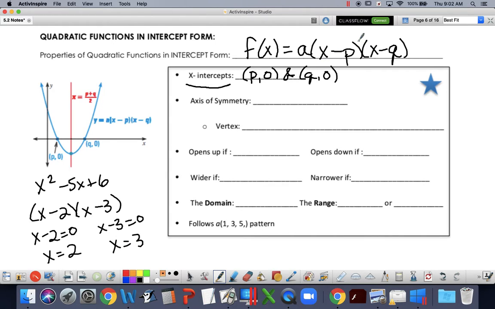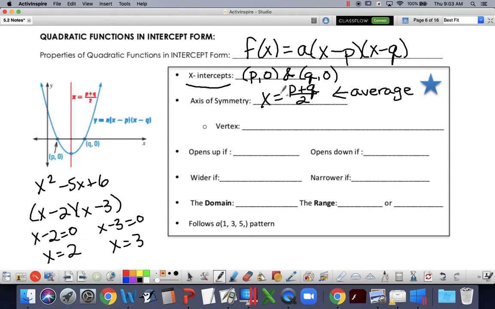So that's why you take the opposite of P and Q, and that becomes your x-intercepts there. In order to find your axis of symmetry, whatever your x-intercepts are, your axis of symmetry must fall perfectly in between them, halfway in between them. So since it's halfway in between them, I add P and Q together and I divide by 2. Basically, you're finding the average between your x-intercepts, and that will tell you what your axis of symmetry is.